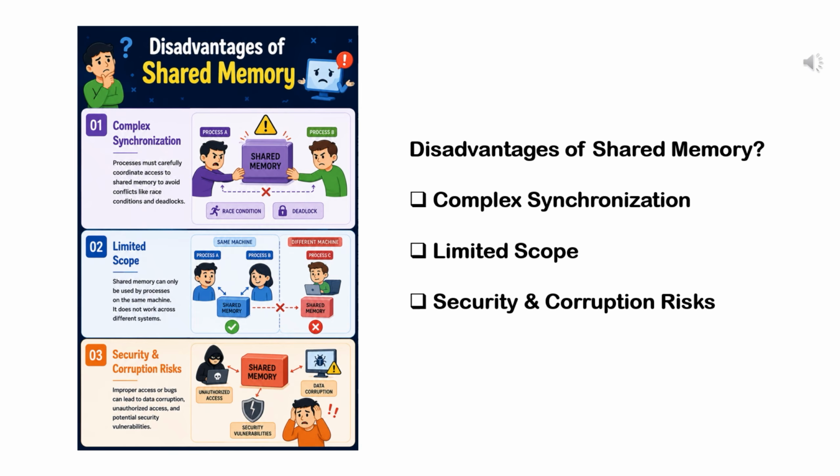Another limitation is that shared memory only works between processes running on the same computer. It cannot directly connect applications running on different machines over a network. Finally, because every attached process accesses the same memory, a programming mistake in one process can immediately affect all the others. Therefore, shared memory is very fast, but it requires careful programming.